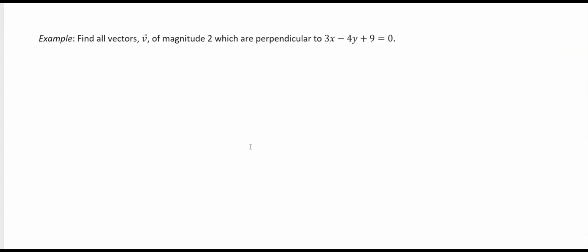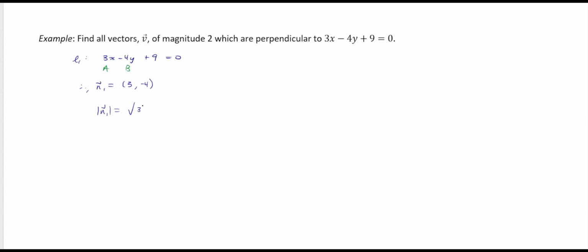All right, in this example it says, find all vectors v of magnitude 2 which are perpendicular to 3x - 4y + 9 = 0. I'll state the equation of the line because it's already given to me. Line 1 is given as 3x - 4y + 9 = 0. I know that this is my a and that's my b, and those are the components of the normal vector. So normal vector 1 is (3, -4).